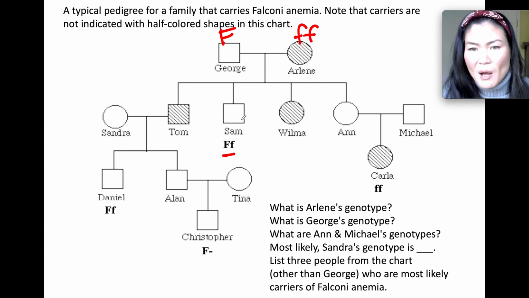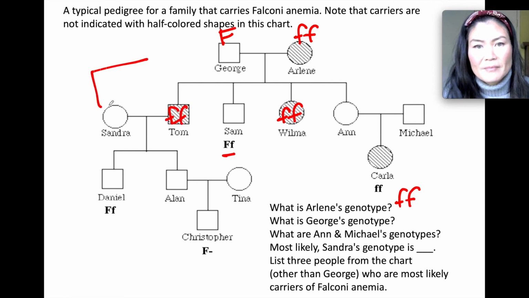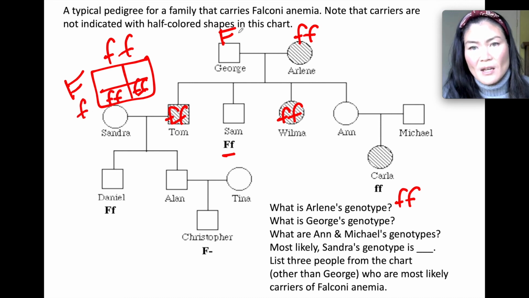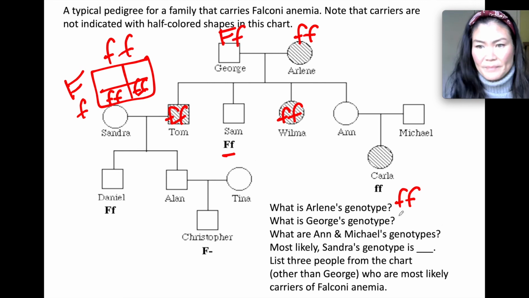I mean, we could probably figure that out if we just did the Punnett square, right? But let's answer these questions. What is Arlene's genotype? Little f, little f. What is George's genotype? Well, it seems to me that they have a daughter, Wilma, that has it. Son, Tom has it. What's the only way that George and Arlene are going to have kids that are little f, little f? If George is heterozygous. So George has to be big F, little f.